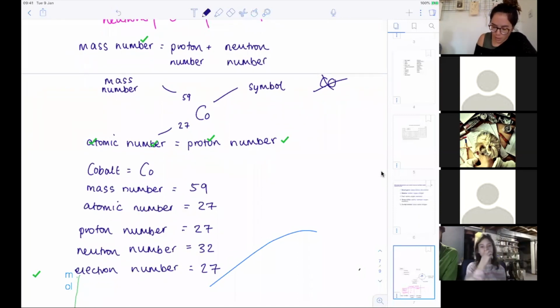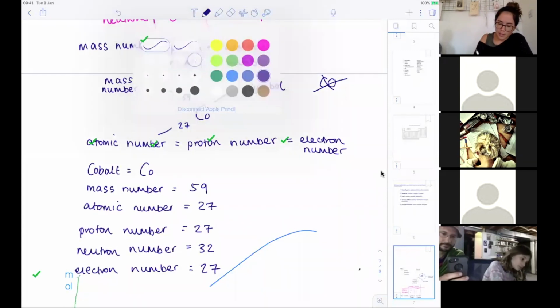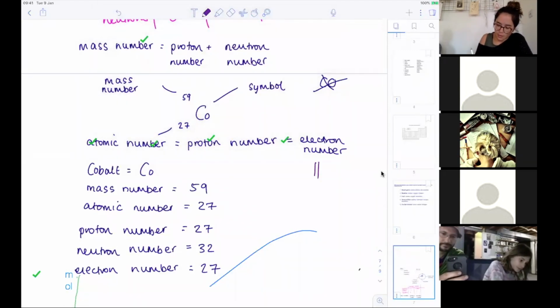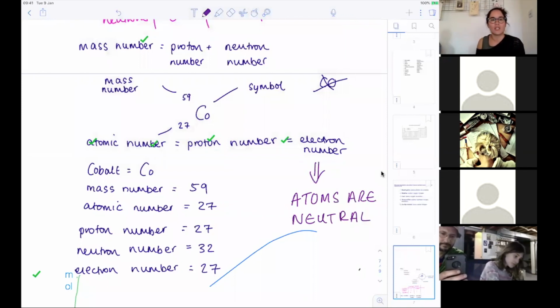So just to make a note up here, the atomic number equals the proton number, which equals the electron number. And then hopefully you can see that because the proton number equals the electron number, this means that atoms are neutral. They have no charge. Why? Because the proton number equals the electron number. So the number of positive charges equals the number of negative charges.